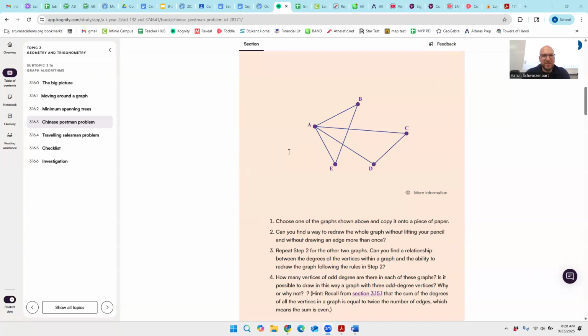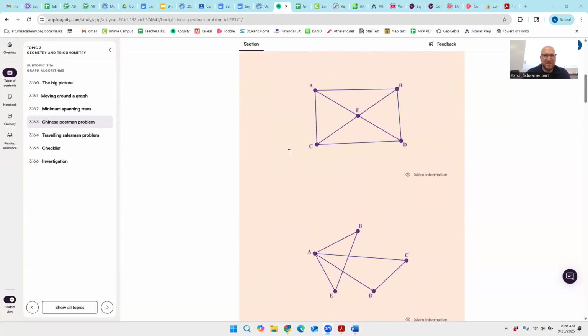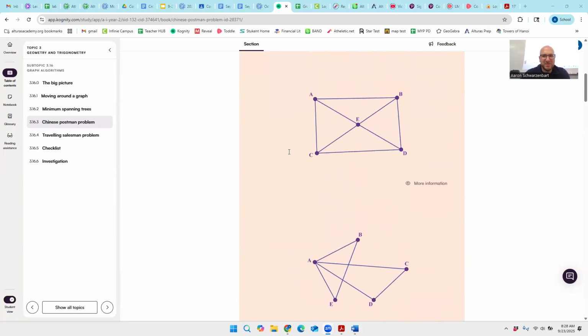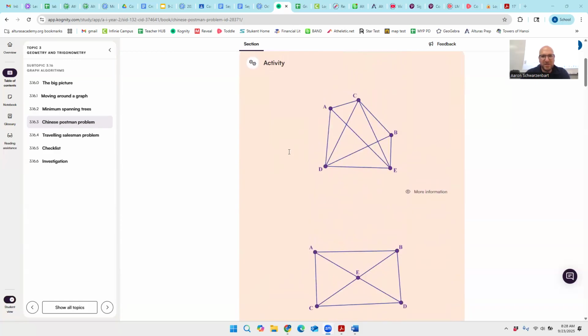So, is there an Eulerian trail here? No, there aren't exactly two odd vertices. There's none of them. So that one doesn't. What about this one? No, four of them have an odd degree. Yes, A and B. So let's see if we can figure it out.